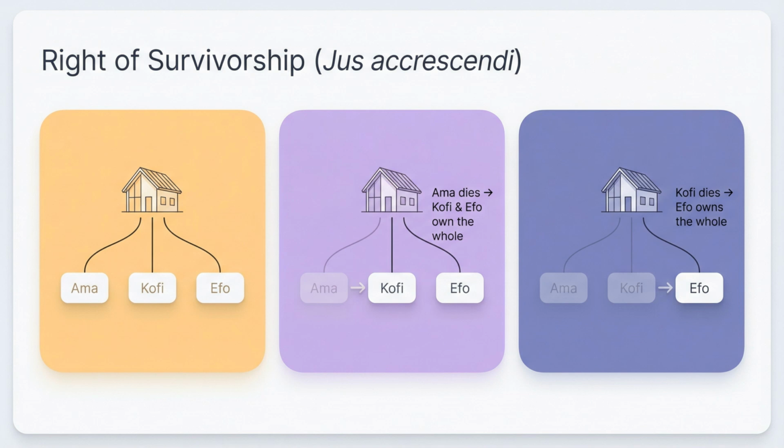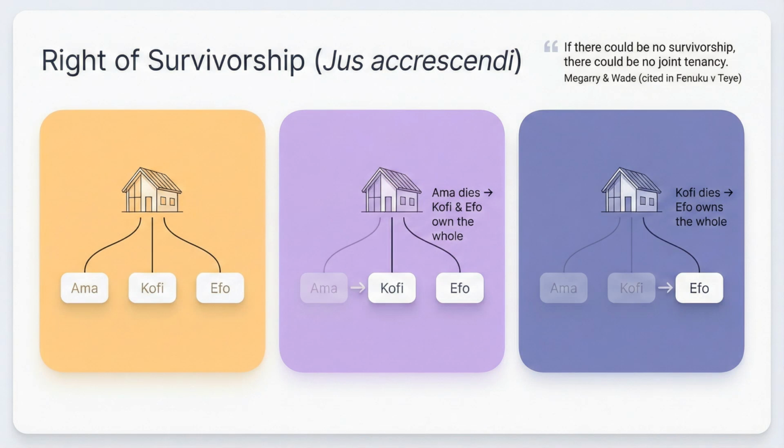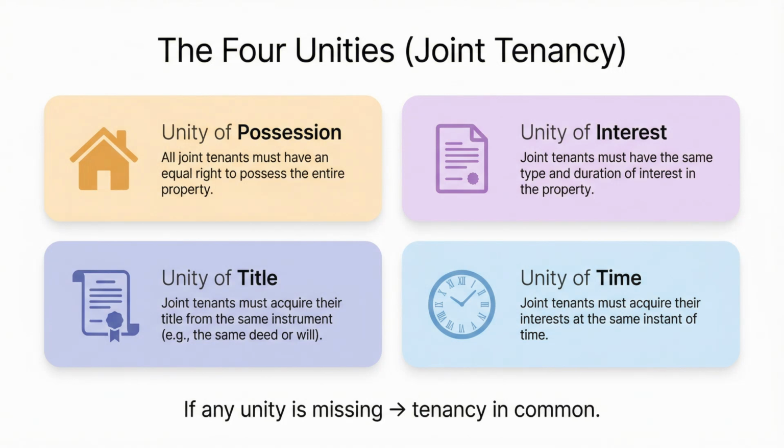The distinguishing feature of joint tenancy is the right of survivorship, jus accrescendi. When one joint tenant dies, their interest does not pass under their will or to their estate. Instead, it is automatically absorbed by the surviving joint tenant or tenants, until eventually one survivor holds the whole. That's why courts describe survivorship as the defining mark of joint tenancy. In Finucane v. Teye, the Supreme Court approved McGarry and Wade's point that without survivorship, joint tenancy as a concept basically collapses.